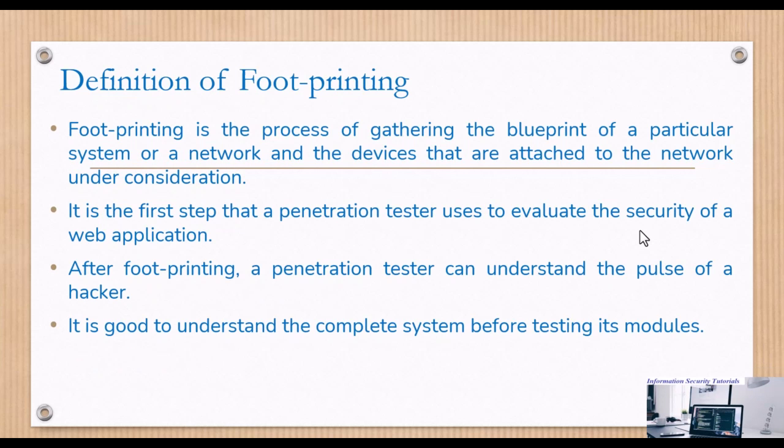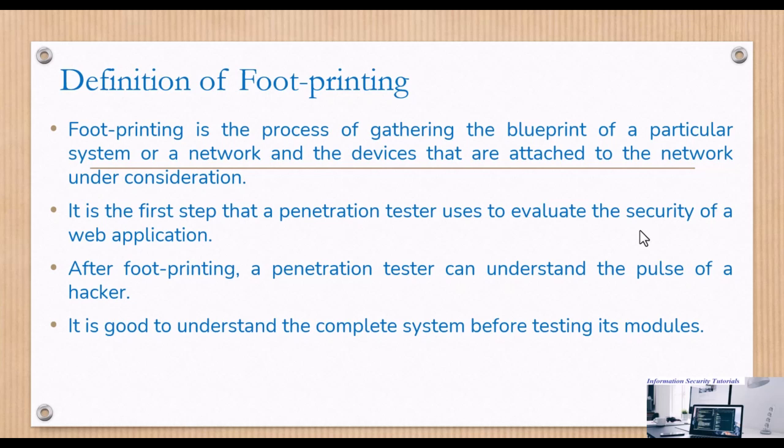The definition of footprinting is the process of gathering the blueprint of a particular system or network and the devices that are attached to the network under consideration. So we have to know, for example, what the IP ranges are in the internal network, the external network, or the wireless network, and so on.